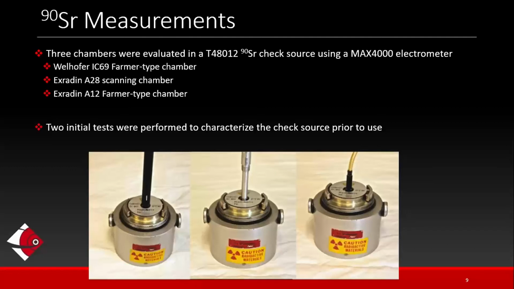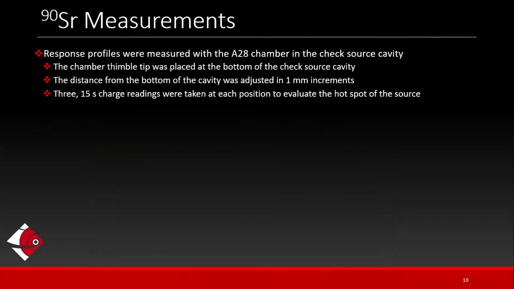The A12, however, was not inserted fully into the check source. This is because the stem of the chamber was thicker than the hole on the top of the check source, and only the thimble could be inserted into the well chamber of the check source. 2 initial tests were performed to characterize the check source prior to use.